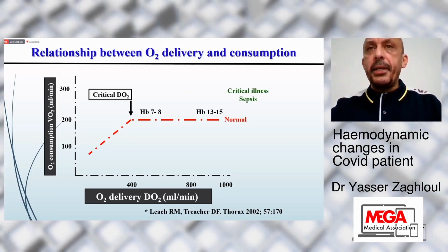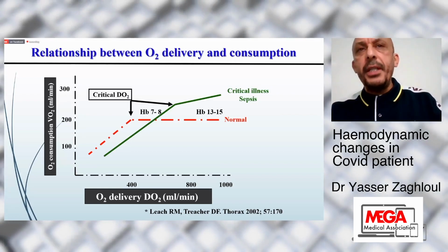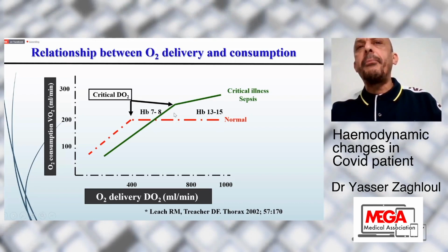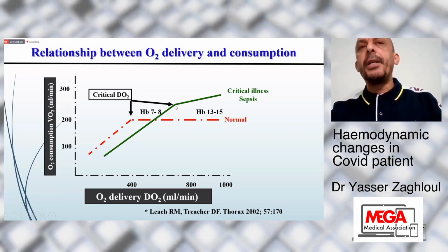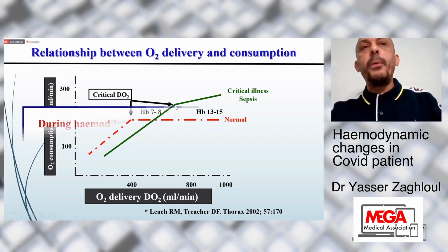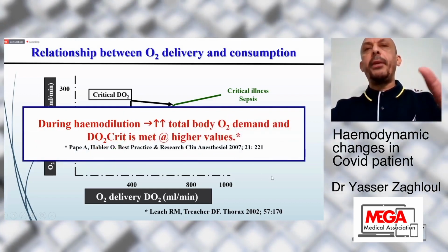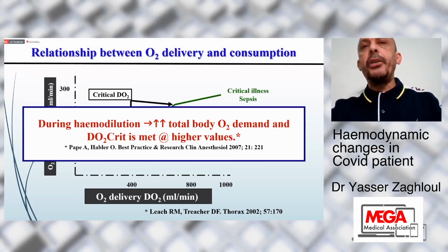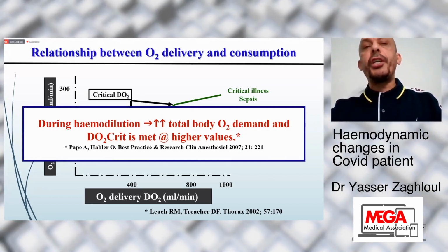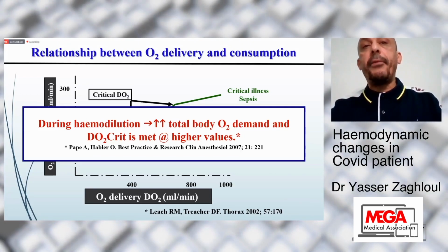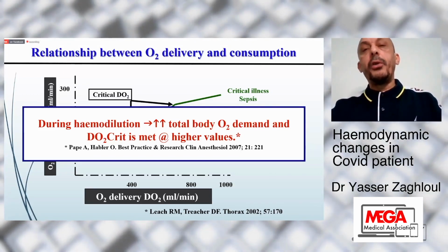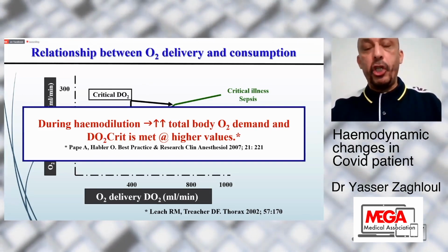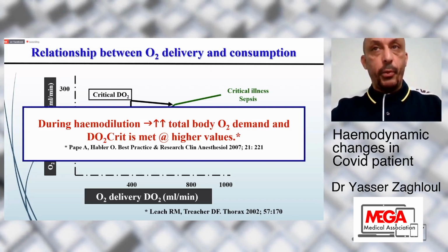But in critical illness and in sepsis, this curve shifts to the right, and the critical oxygen delivery will be higher. You can see maybe at hemoglobin 8 or 9, the critical oxygen delivery. So during hemodilution, you are giving fluids and reducing the mass of RBCs. There is increased total oxygen demand, and critical oxygen delivery is met at higher values. So you should consider this when managing the critically ill patient in general and the COVID patient as well.